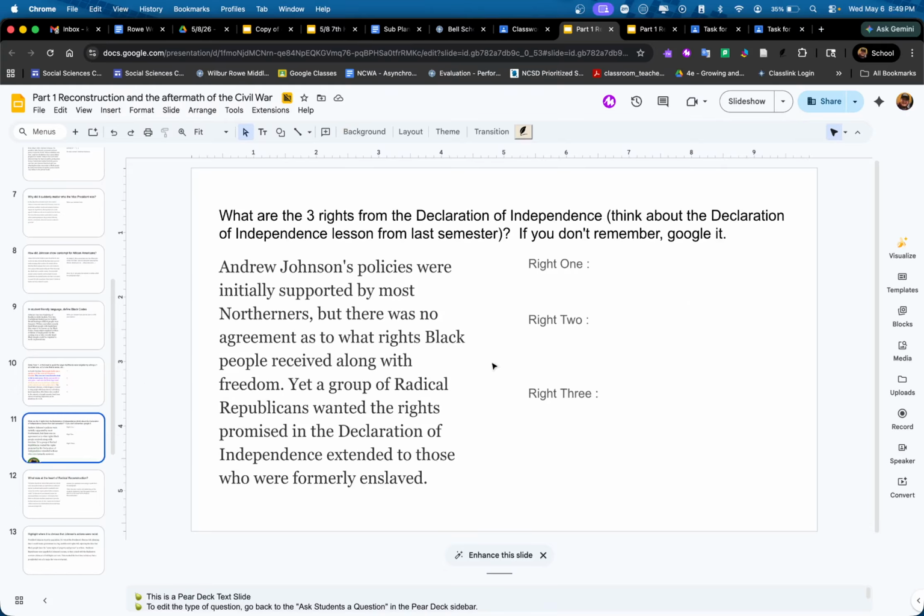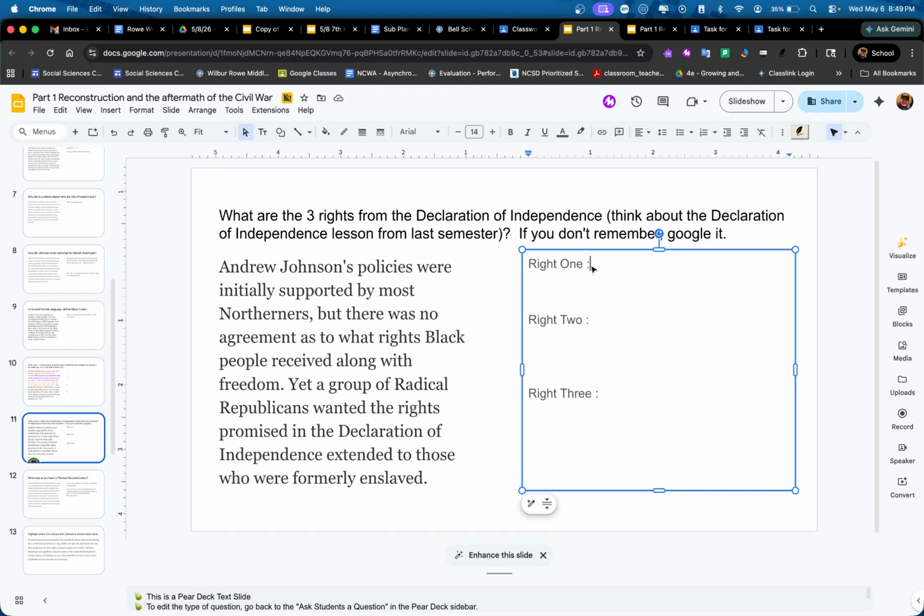I'm going to stop right here. And when it says, what are the 3 rights from the Declaration of Independence? Don't worry about Googling it. I'm going to let you know right now. It is life, liberty, and the pursuit of happiness. That's it. So why should people have the right to life, right to liberty or freedom, and then the right to the pursuit of happiness? The right for them to be happy but also be able to make a living wage.